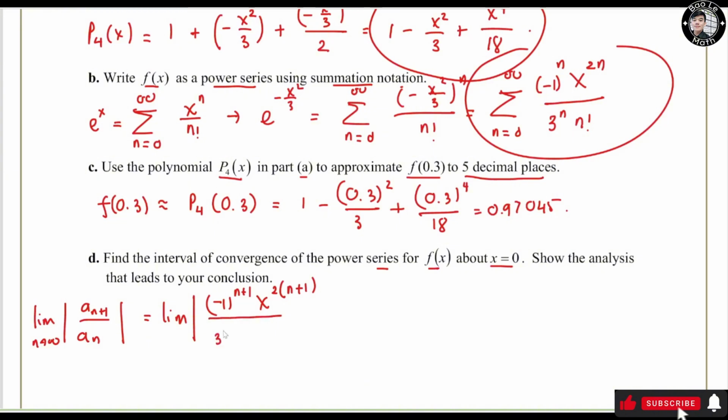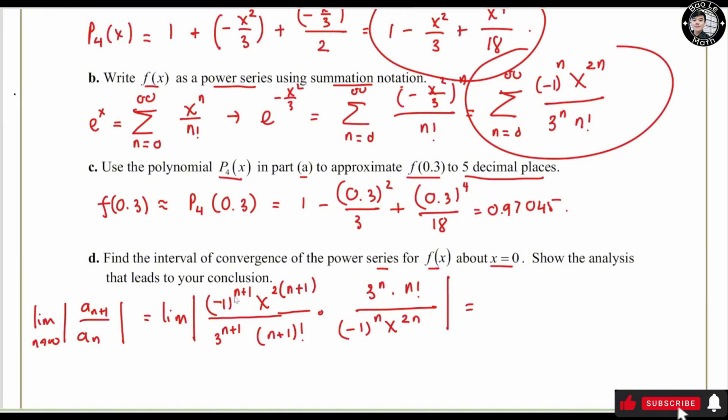Over 3 raised to the n plus 1 times n plus 1 factorial. Multiplied by this one reciprocal, so it's going to be 3 raised to the n times n factorial over negative 1 raised to the n times s raised to the 2n, right? Now we're going to simplify this one.